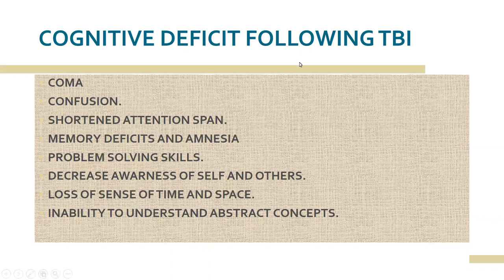So the cognitive deficits owing to the TBI may be coma, confusion, shortened attention span, memory deficits, or deficit in problem-solving skills, which is very important for students and those doing skilled work, decreased awareness of self and others, loss of sense of time and space, inability to understand abstract concepts. Abstract concept means it is a higher function test. For example, we ask some proverb to the patient, either in the regional language or in the higher language, so that you know whether the patient has an injury in the frontal lobe. So these are the cognitive deficits.